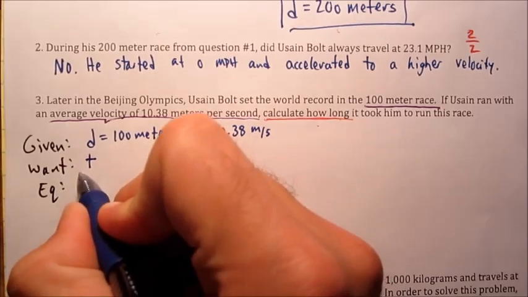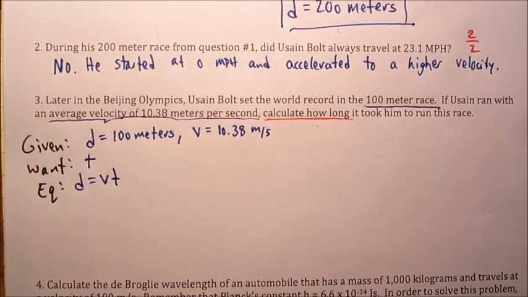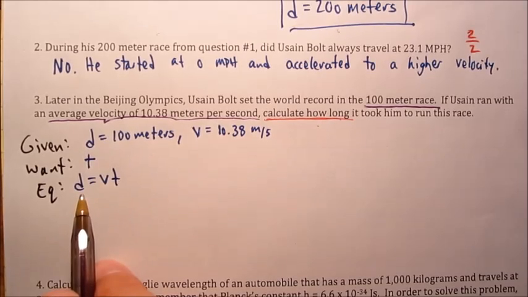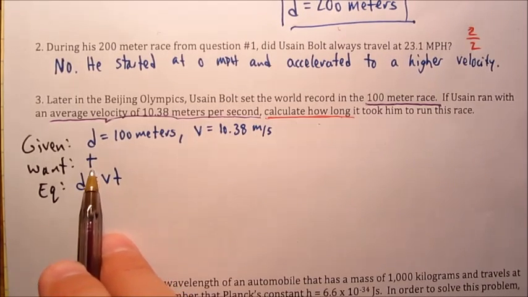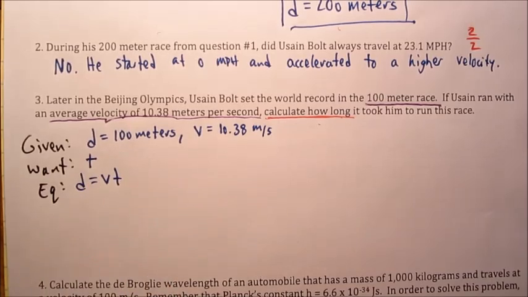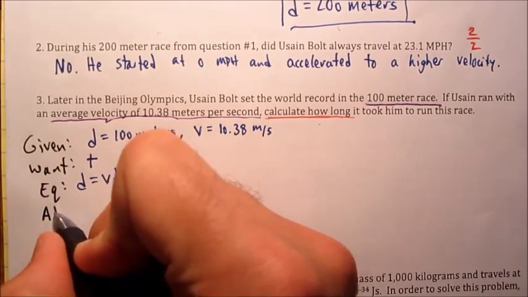We only have one equation, so let's write it down. D equals V times T. Now there's a little trick on this one, because you notice our equation's solved, so D equals velocity times time. But we want an equation that has time equal to something. So for a problem like this, we're going to add an extra step, and that extra step is called our algebra step.